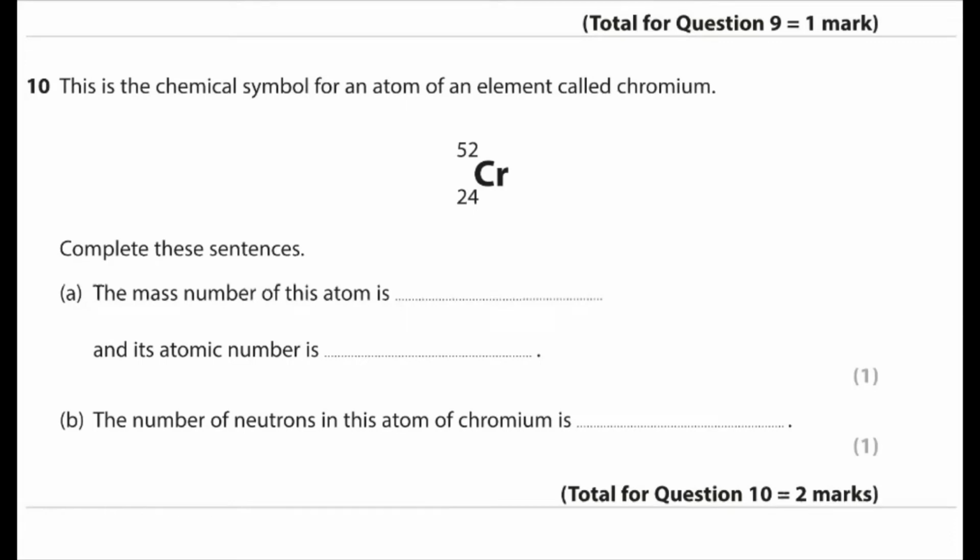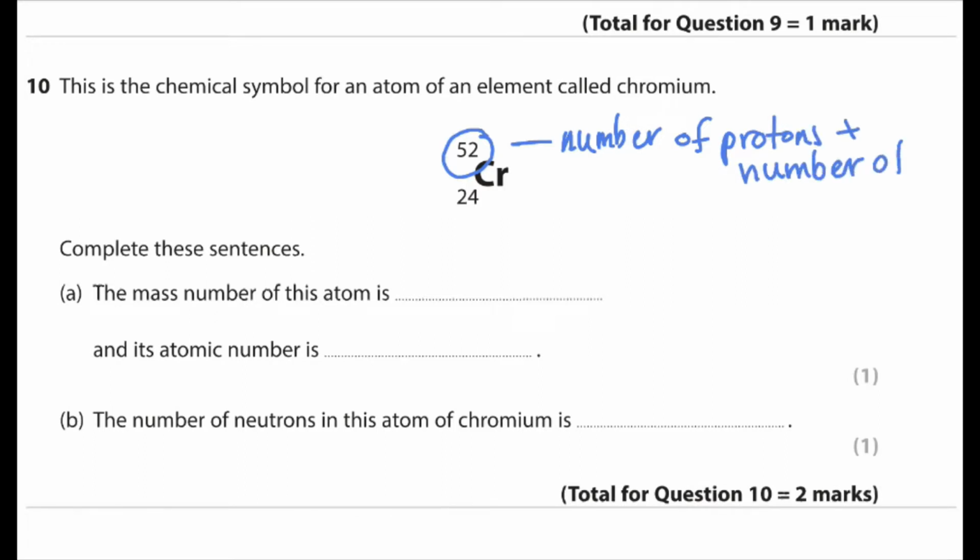Let's discuss the 10th question. In this question, this is the chemical symbol for an atom of an element called chromium. Complete these sentences. The mass number of this atom is, we know the mass number is right up here, which is the addition of number of protons and number of neutrons. So mass number of this atom is 52.